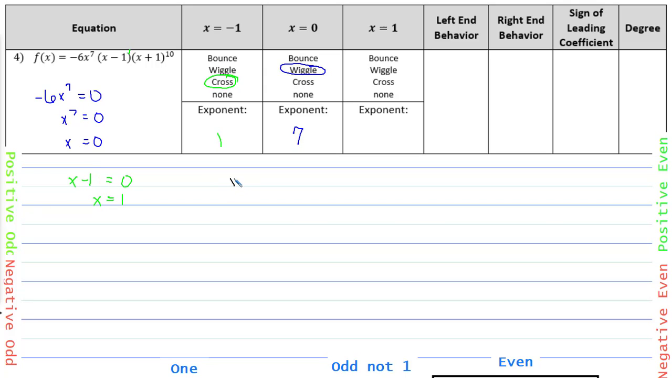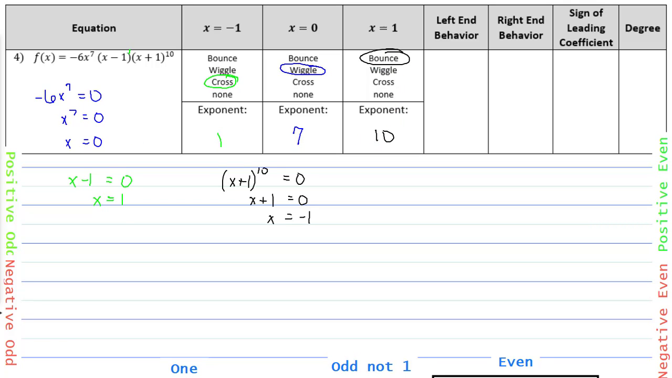And I'm going to take my last one, x plus 10. Or excuse me, x plus 1 raised to the 10th power is equal to 0. Take the 10th root of both sides. And then move the 1 over. So my exponent was a 10, which is even, so it's a bounce.